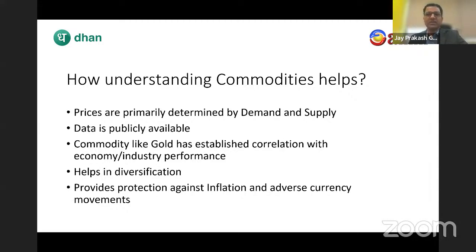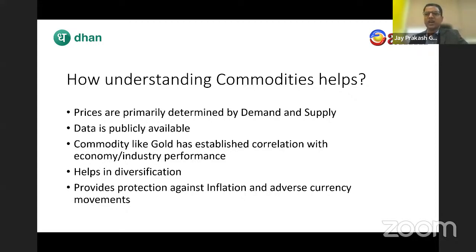and the data for that demand and supply is publicly available. Just to give you an example, if you feel that, okay, last year coffee production was X billion tons, and due to certain bad weather, the coffee production is likely to fall by 20%. This is publicly available data, right? So during season time, you will not have much of the coffee hitting the market.